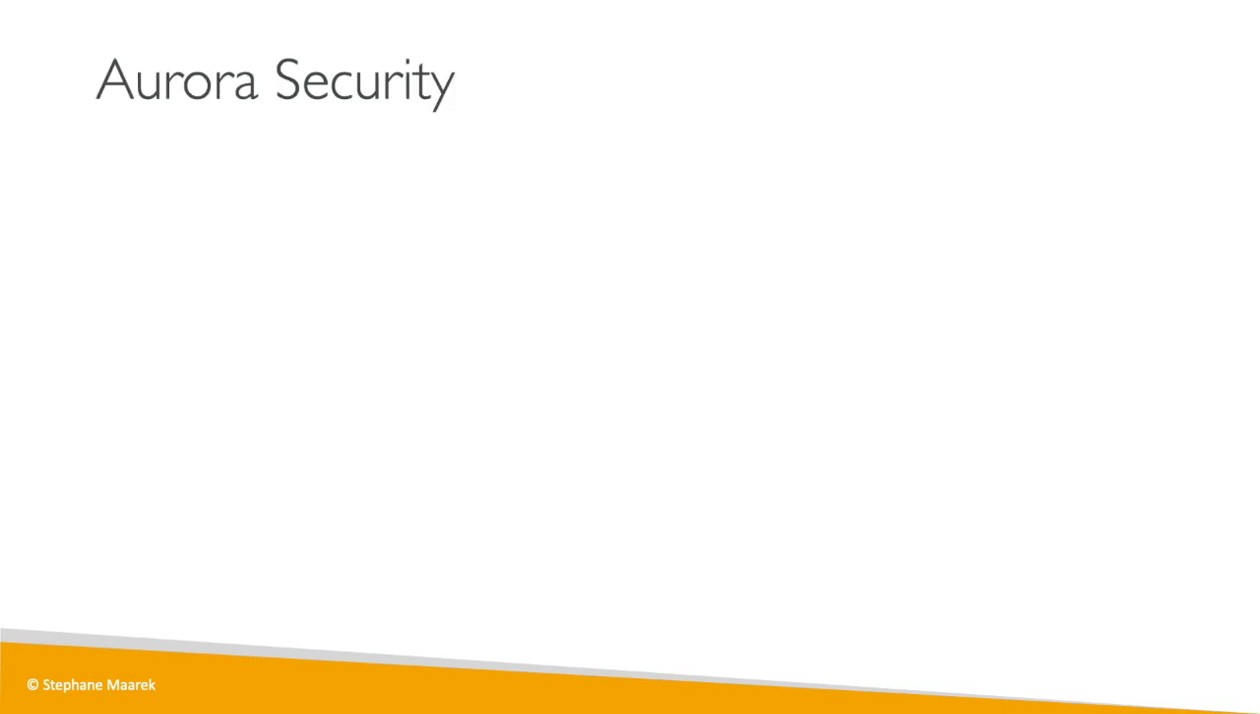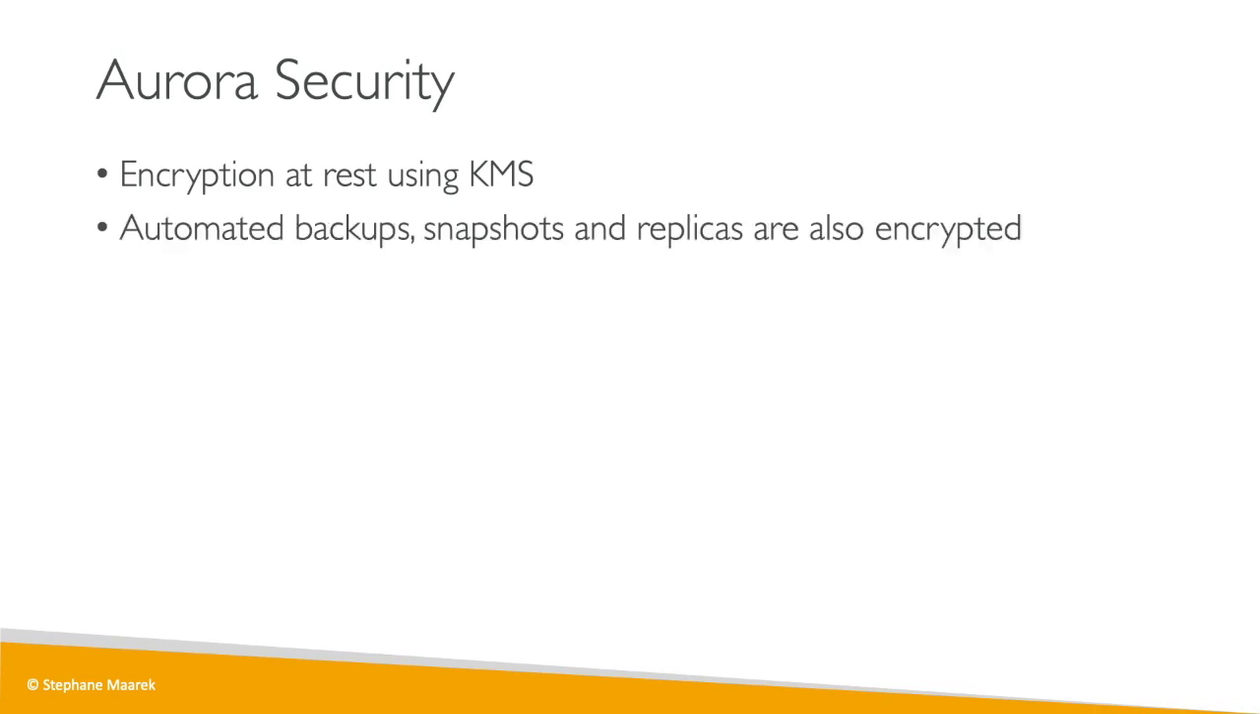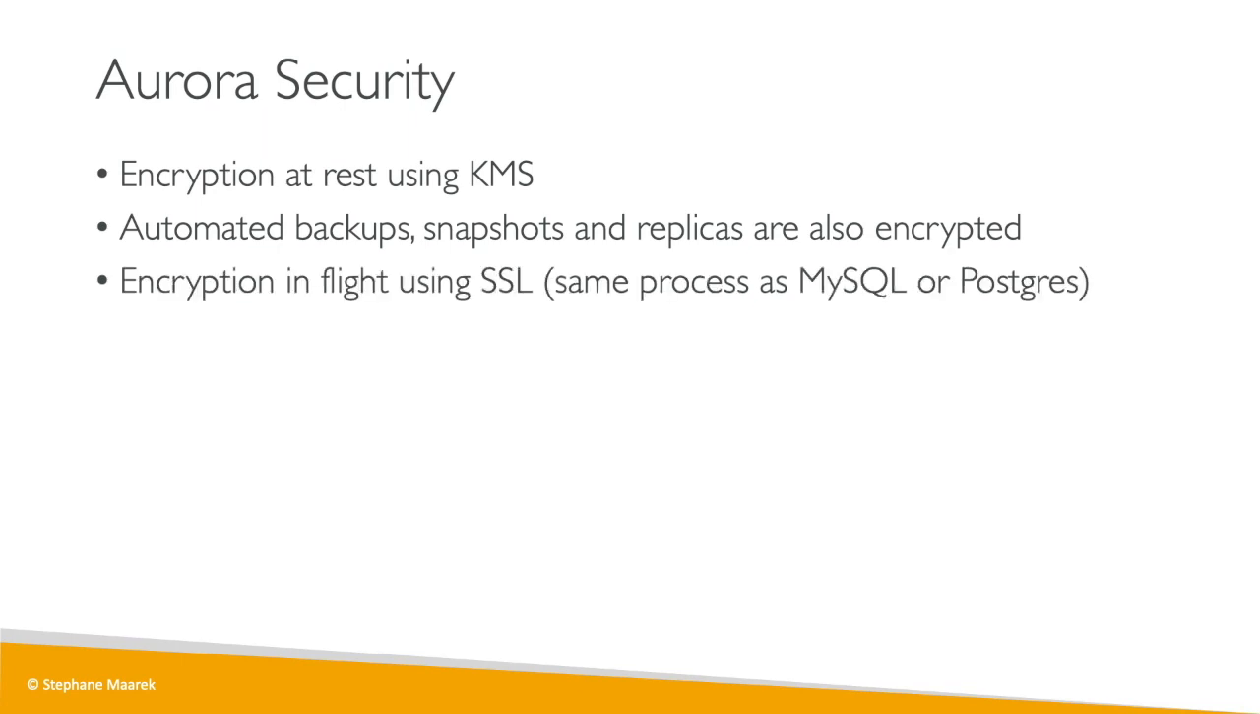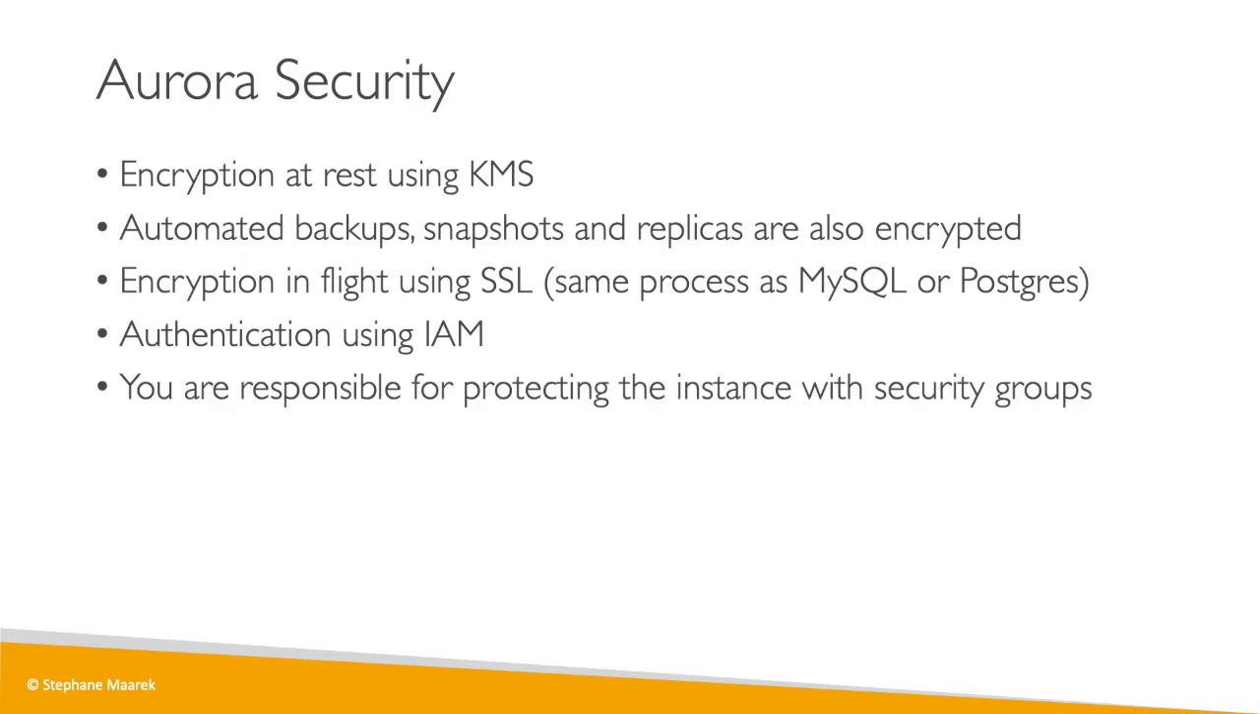For security, it's very similar to how RDS works. You get encryption at rest using KMS. You get automated backups, snapshots, and replicas, and all of these will be encrypted. Encryption in flight using SSL, so it will be the exact same process as MySQL and Postgres. So for MySQL, it will be a SQL statement to enforce SSL, whereas for Postgres, it would be the parameter group you have to use. You can authenticate to Aurora using IAM, which is super neat, and you're responsible for protecting the instance with security groups. Finally, just like for RDS, you cannot SSH, so there's stuff you still can't do.